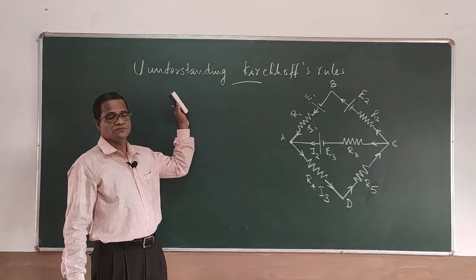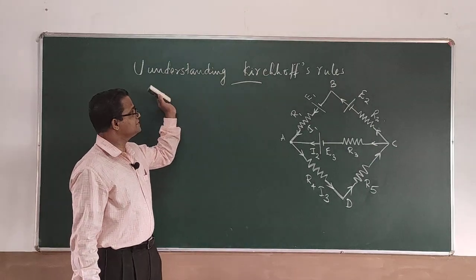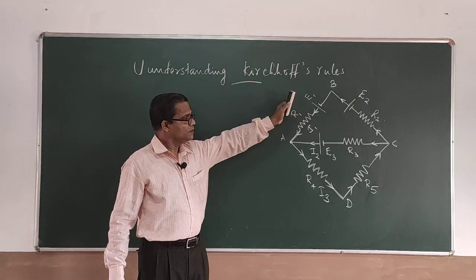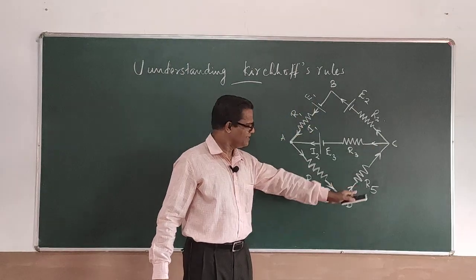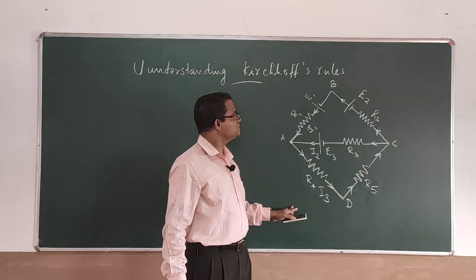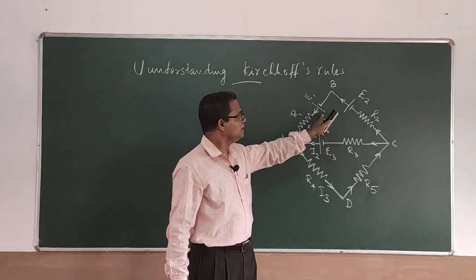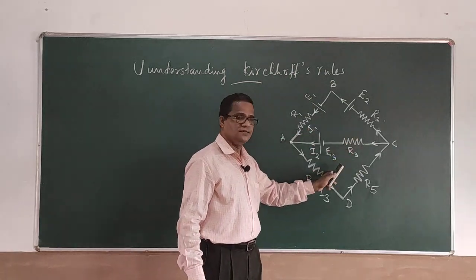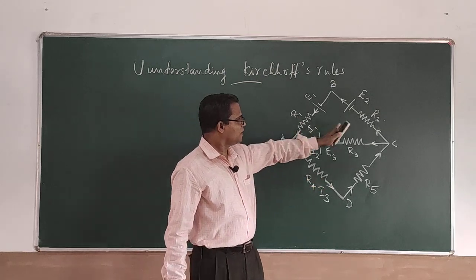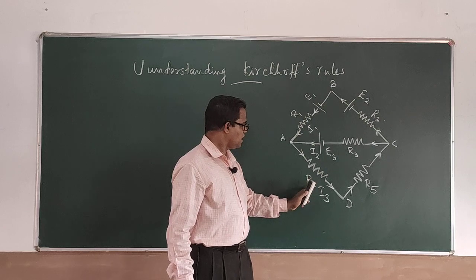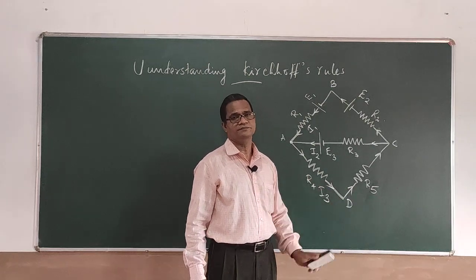Let's continue with Kirchhoff's rules. Understanding Kirchhoff's rules. Now here I consider a circuit, a network having three EMFs, E1, E2 and E3, and five resistors R1, R2, R3, R4 and R5.